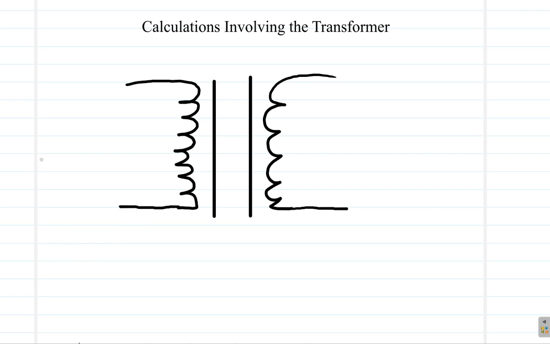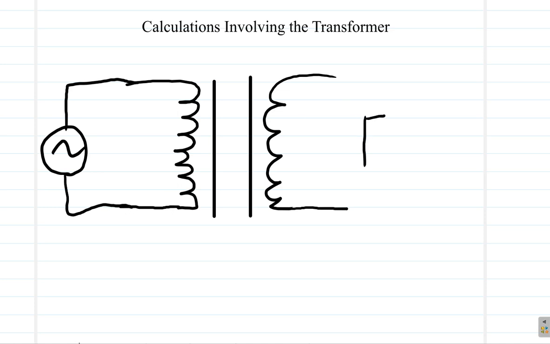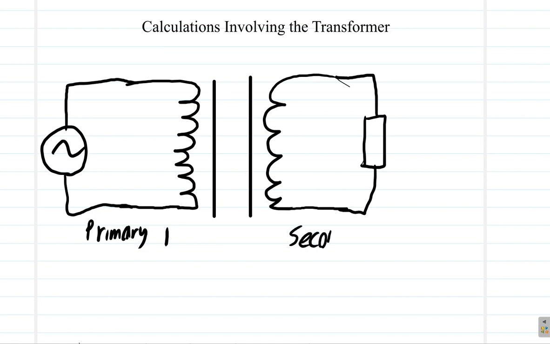So over here, that's connected to the source of power, for example, a generator, and of course it has to be AC. Transformer doesn't work with DC. And then over here you have the load. Alright. So you have the primary side, sometimes referred to as side 1, and you have the secondary side of a transformer, sometimes referred to as side 2.